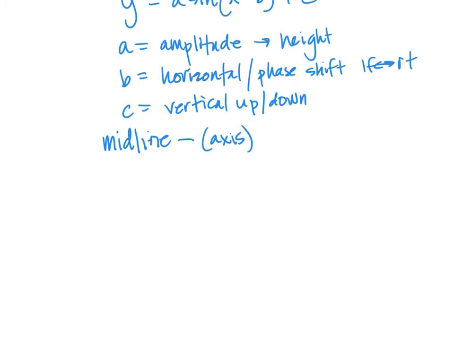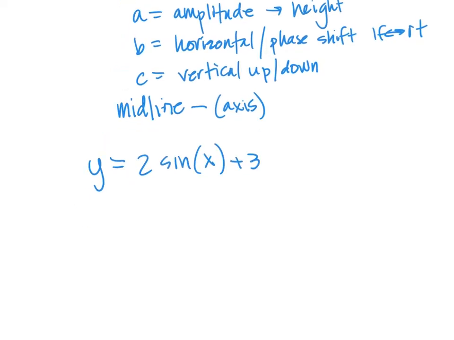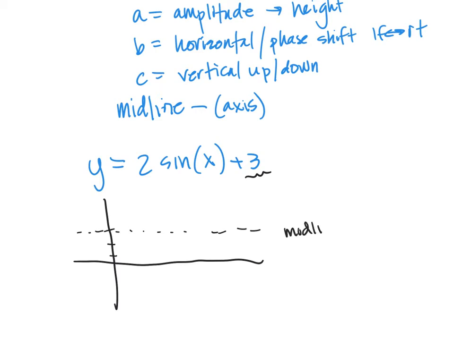Okay, so let's just take a quick look at one. Let's say we have y is equal to 2 sine x plus 3. Now let's look at what this graph looks like. It's a bit different than what we talked about. So let's talk about the vertical shift first. It is going up to 3. So 1, 2, 3. So our midline is going to be this dashed line. That's what we call the midline.